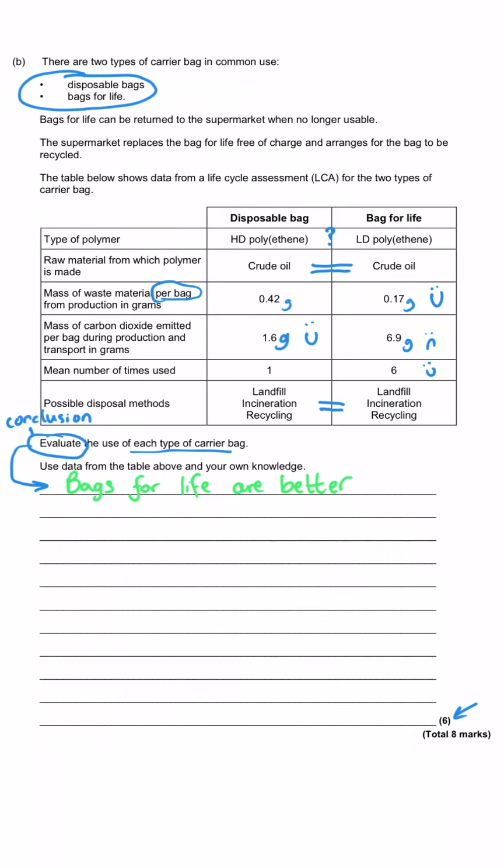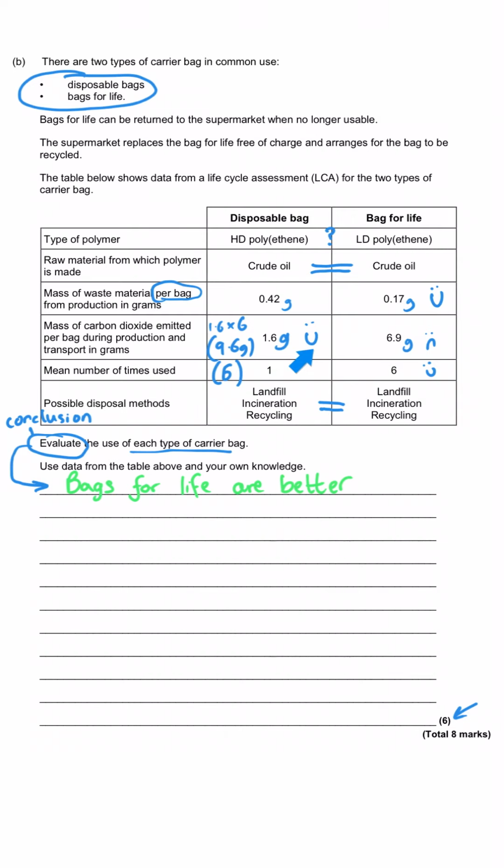So at that depth of answer, we look like we've got a winner. The bag for life looks like it wins. But if we focus in on the fact that the bag for life can be used 6 times, well, if we used 6 disposable bags, obviously 6 disposable bags would be able to be used 6 times. But if we did that, each of those 6 disposable bags would produce 1.6 grams of carbon dioxide, and 1.6 times 6 is actually 9.6 grams of carbon dioxide emitted, which is greater than the 6.9 grams that the bag for life produces.